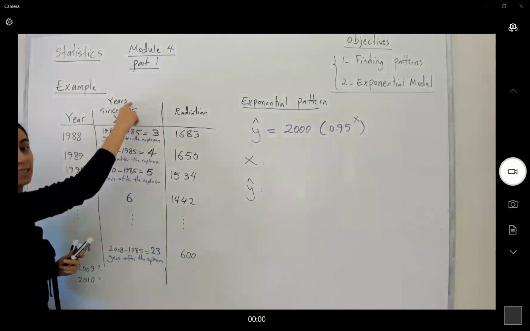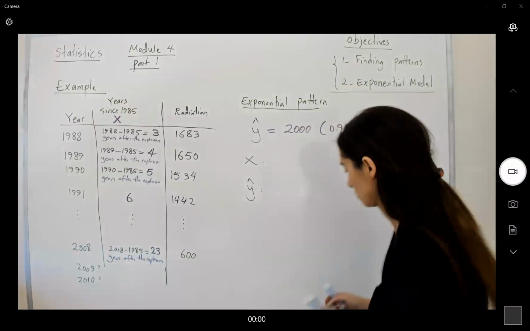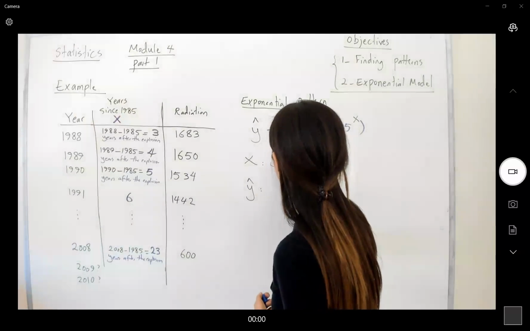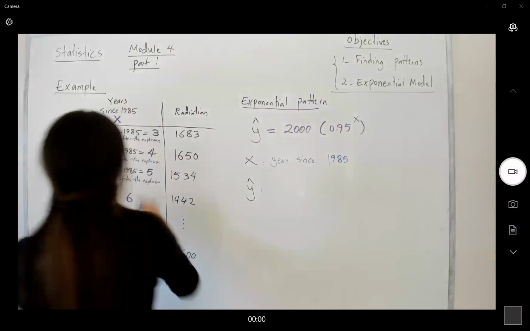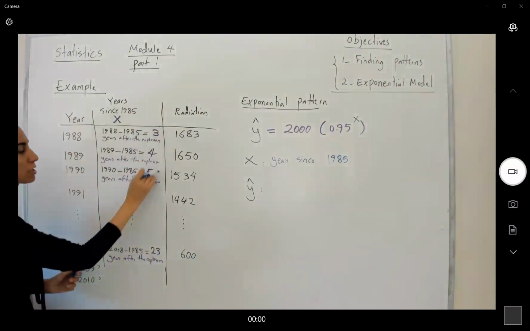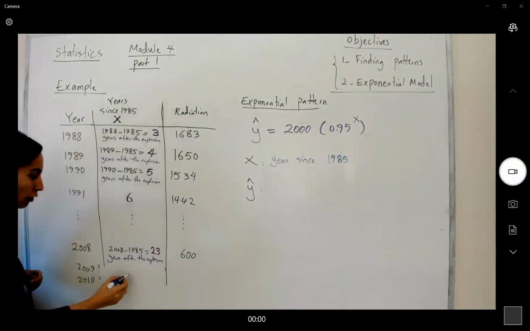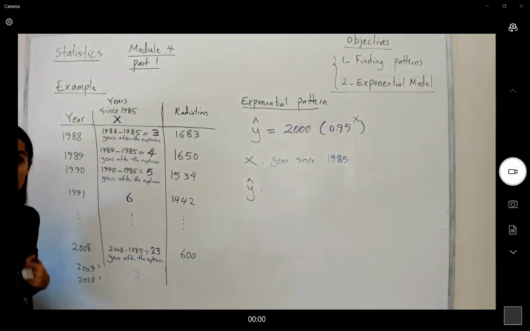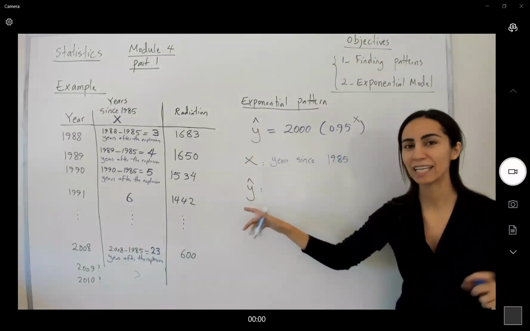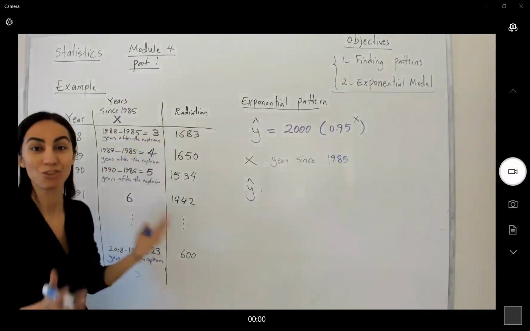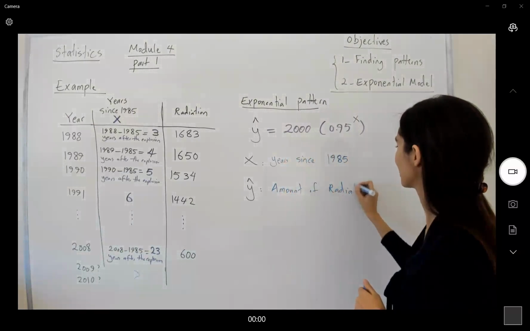X is years since 1985. As you can see, these years are changing: 3 years, 4 years, 5 years, 6 years, 7 years, 8 years, 9 years, 10 years, and 23 years. Of course, we don't have the rest of the information here, but luckily for us, we have a nice formula and we can make predictions about y hat. What is y hat? Y hat is the amount of radiation.